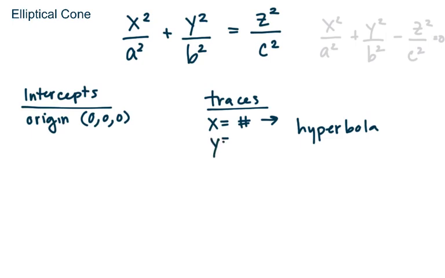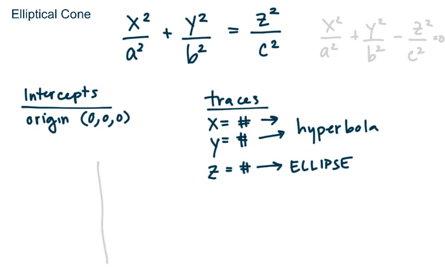And the same thing happens if I let y equal a number. I also get a hyperbola. If I let z equal a number, however, I end up with an ellipse. All right, so what does this look like?